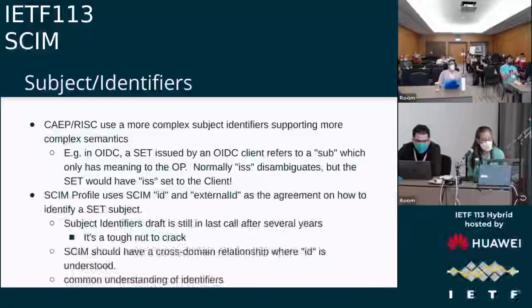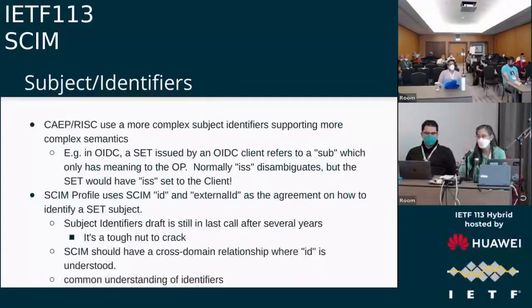Next slide, please. Okay, subject identifiers. Before I show you what an event looks like, I'd like to talk about the SEC event subject identifiers draft. That's the draft that the SSE work uses, by the way. This draft defines many different types of identifiers that can be specified, like email, IP address, telephone, etc.